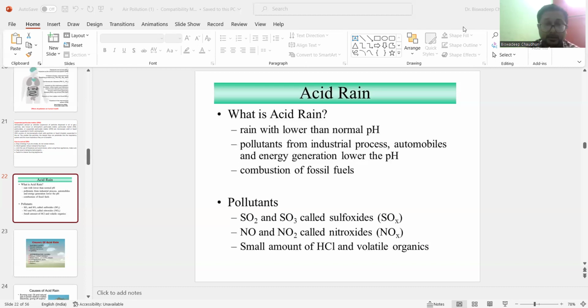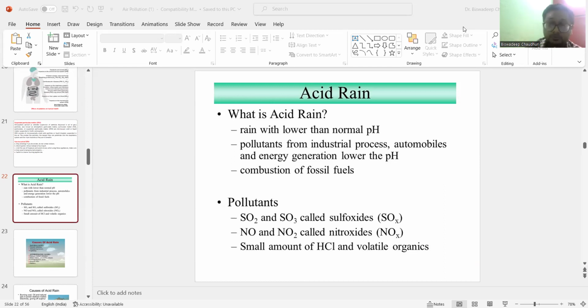So it is acidic. So come to this slide. What is acid rain? Rain with lower than normal pH. So as we discussed in the introductory part, acid rain means presence of acid in rain. So if the acid is present in rainwater, rain meaning rainwater, the pH of the rainwater will be going down.